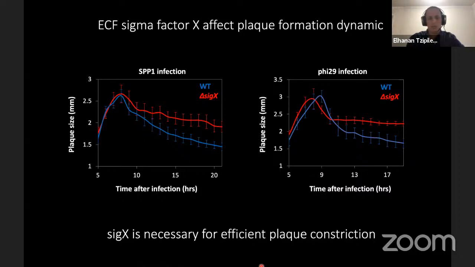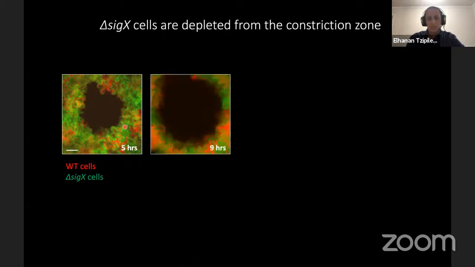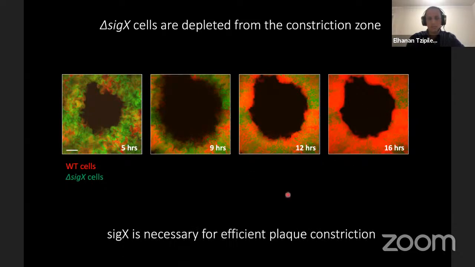To further explore the role of sigma X in plaque constriction, we mixed together mCherry labeled wild type cells with GFP labeled sigma X mutant cells. We infected both with SPP1 and monitored plaque formation dynamics at high resolution. At the beginning, the plaque grows and both cells are lysing, but when the plaque shrinks back, we found that GFP labeled sigma X mutant cells are largely excluded from the constriction area. Again, suggesting that sigma X is necessary for efficient plaque constriction.